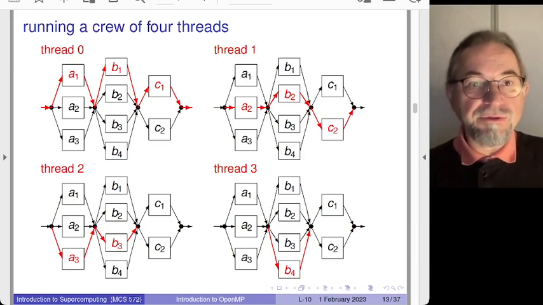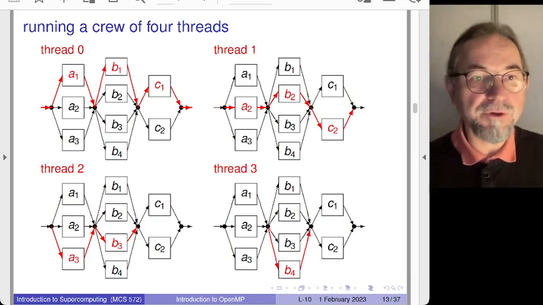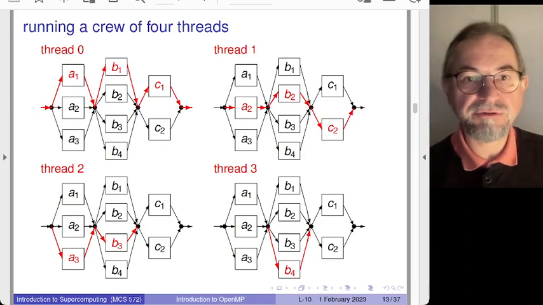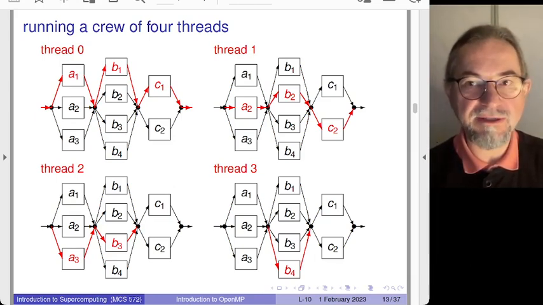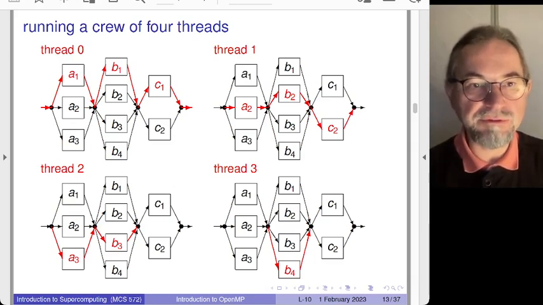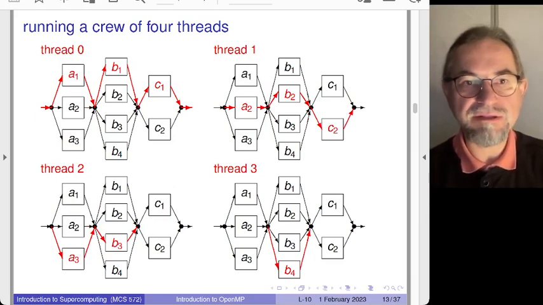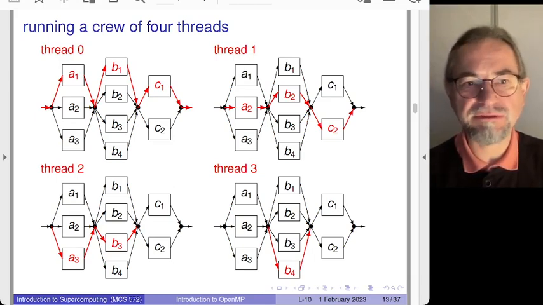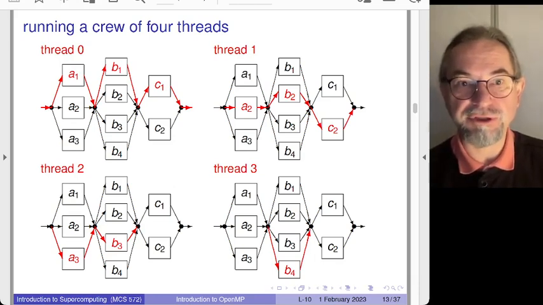So here is what happens when you run a crew of 4 threads simultaneously. You have a parallel region with 4 threads; the largest parallel region has 4 threads. You see that thread number 0 takes A1, B1, C1. Thread number 1 is A2, B2, C2. Thread 2 takes A3, B3. Then there is no more work for thread 2. And thread 3 is only active in the middle parallel region.